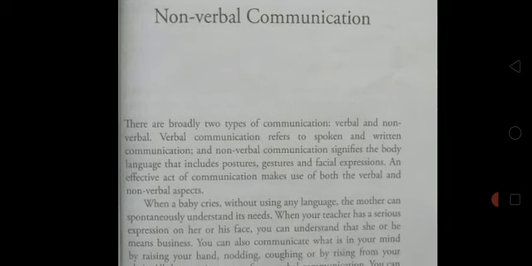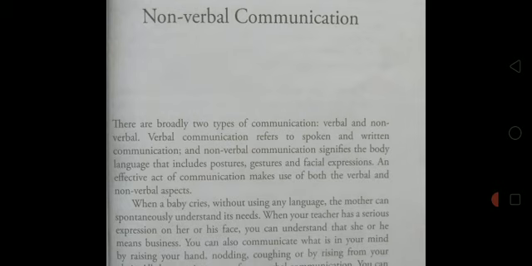So let's see what the kinds are here. There are broadly two types of communication, verbal and non-verbal. Verbal communication refers to spoken and written communication, and non-verbal communication signifies body language that includes postures, gestures, facial expression, eye contact, and so forth. I have already discussed sign, symbol, graphics. This is also a kind of non-verbal communication.